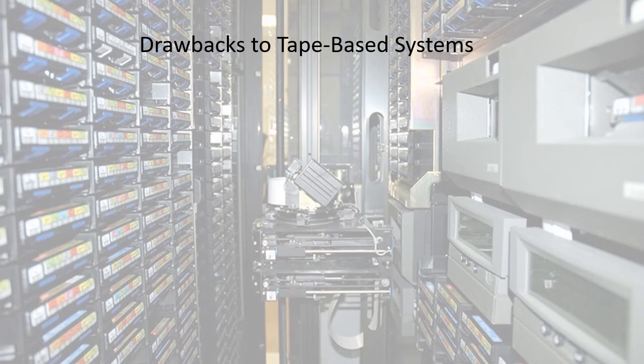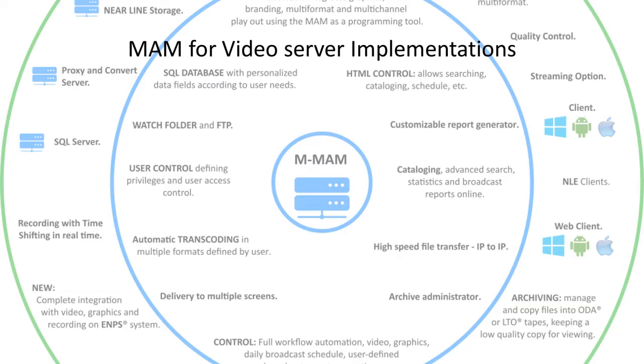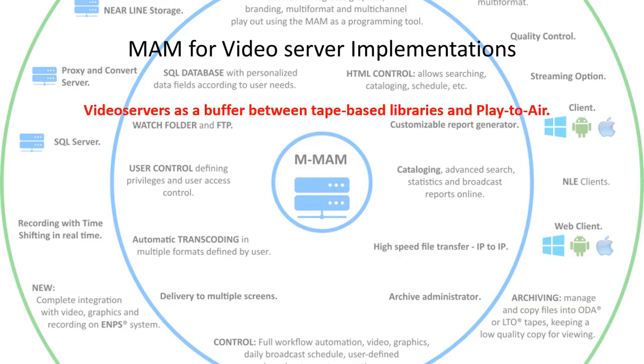Seldom would these systems account for usage counts or changes in media quality. All of these disadvantages would directly translate into poor productivity. Mistakes would occur due to inefficient collaboration, introducing significant delays into the production and broadcast processes. The introduction of video servers as a buffer between tape-based libraries and play-to-air operations helped alleviate a portion of the manual processes of asset management, but not many of them.